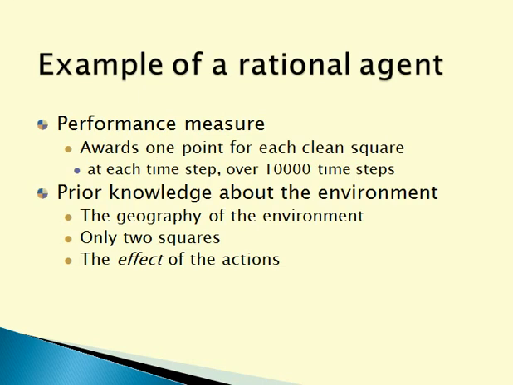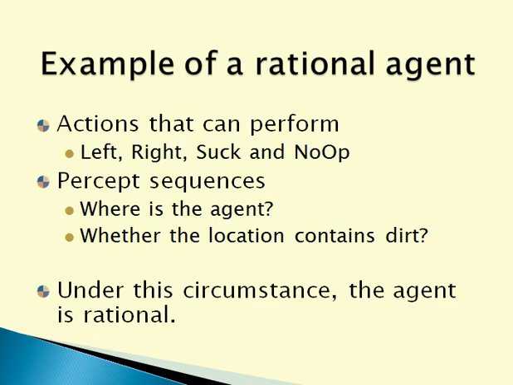Example of a rational agent. The performance measure awards 1 point for each clean square at each time step over 10,000 time steps. Prior knowledge about the environment: the geography of the environment, only 2 squares, and the effect of the actions. Actions that it can perform: left, right, suck, and no option. Perceived sequences: where the agent is, and whether the location contains dirt. Under these circumstances, the agent is rational.